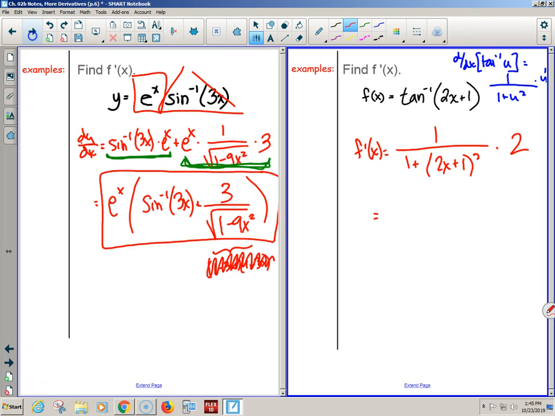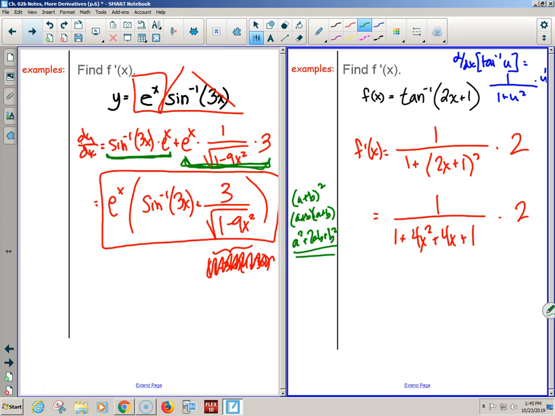But do you remember how to FOIL a perfect square? You could either make it (a plus b) times (a plus b), or you could use the rule: first squared, double, last squared. There are 3 pieces, not 2.